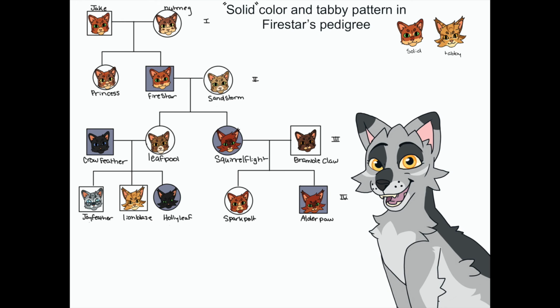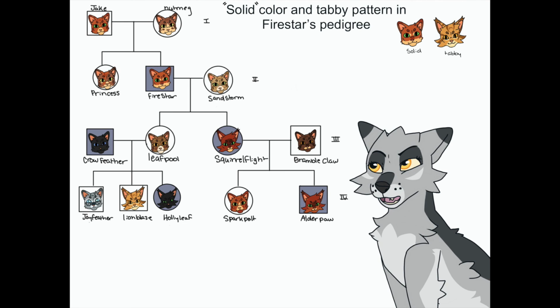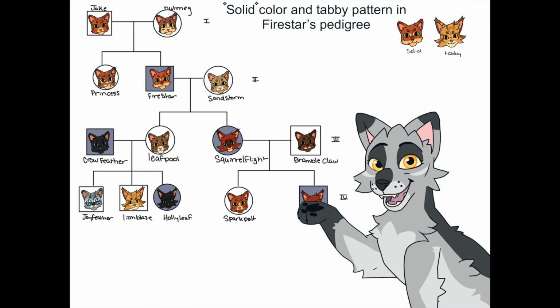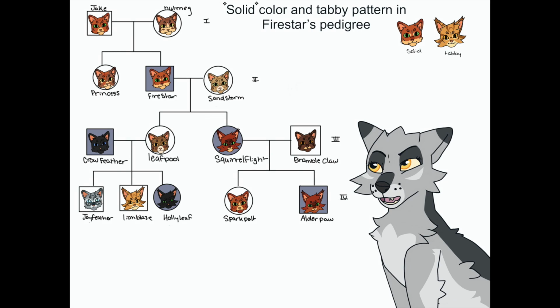And so in conclusion, we can kind of deduce that the solid color pattern in this specific example is a recessive trait, whether autosomal or X-linked. Either of those work. It could be either one. We don't know just from this.